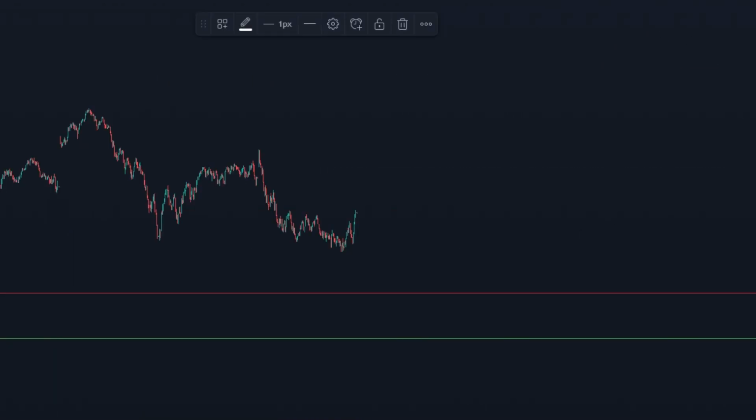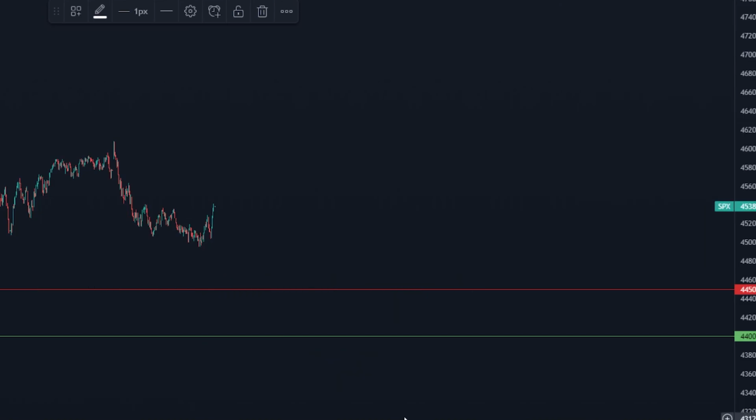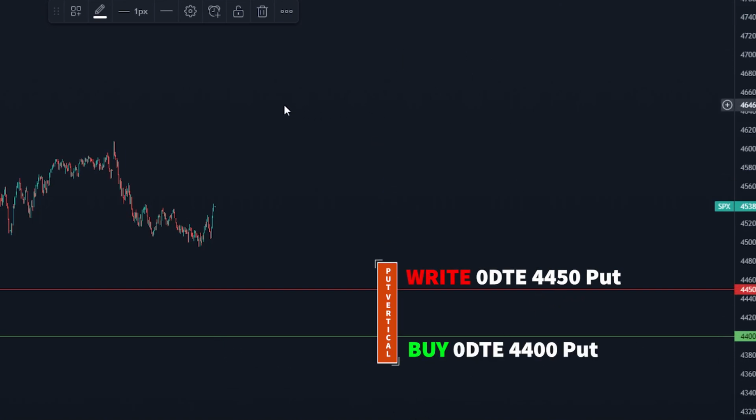Okay, so let's look at an example of a put spread. So the current price of SPX is $4,538. In this example, I wrote or sold 4,450 puts and then bought a 4,400 put. Same thing as last time, except instead of doing calls, I'm doing puts below.